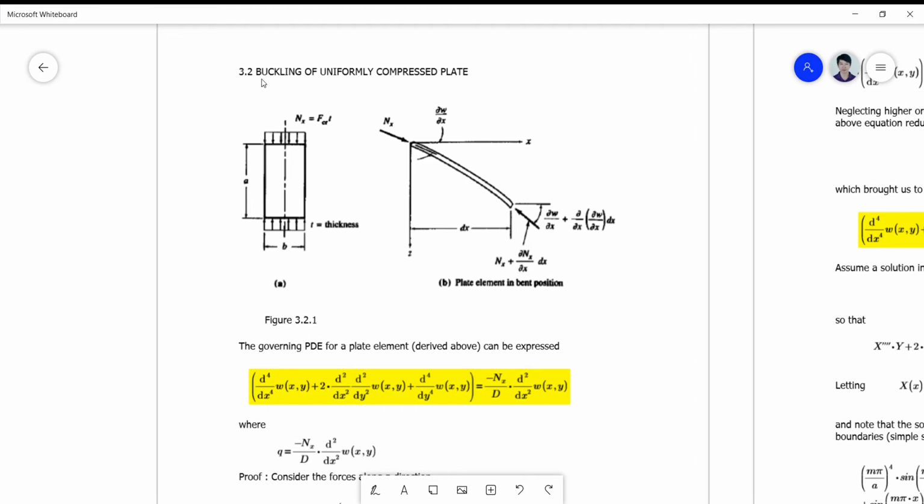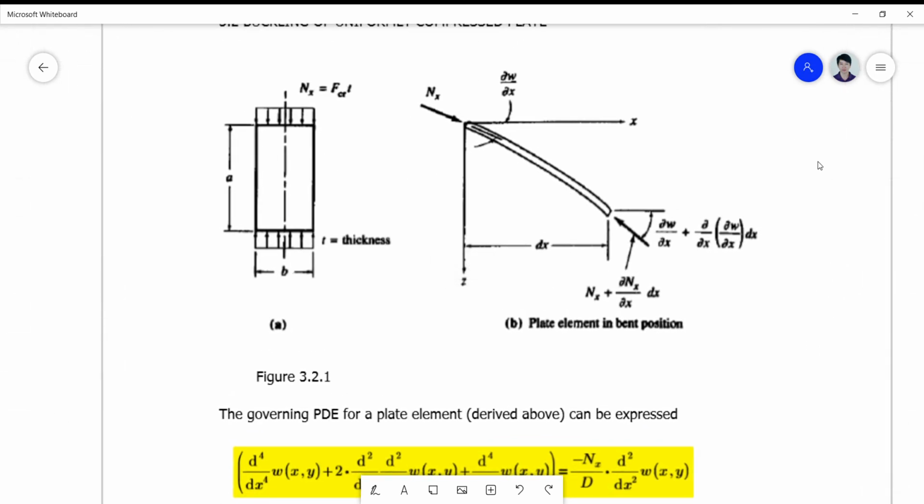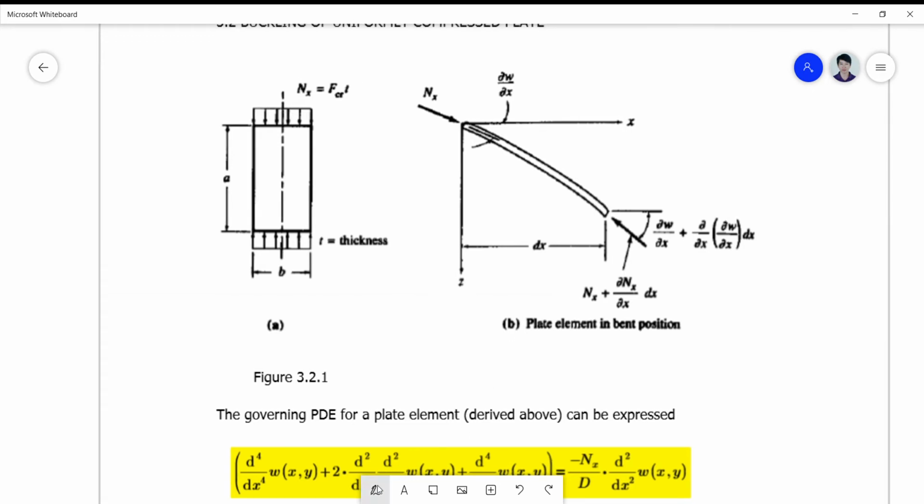So for the buckling of a uniformly compressed plate, we consider a plate element with dimensions A and B as shown, wherein the length A is actually the side upon which the force inducing buckling is applied, which is labeled here as Nx, equivalent to the critical buckling stress multiplied by its thickness, while B is the dimension perpendicular to the length A.